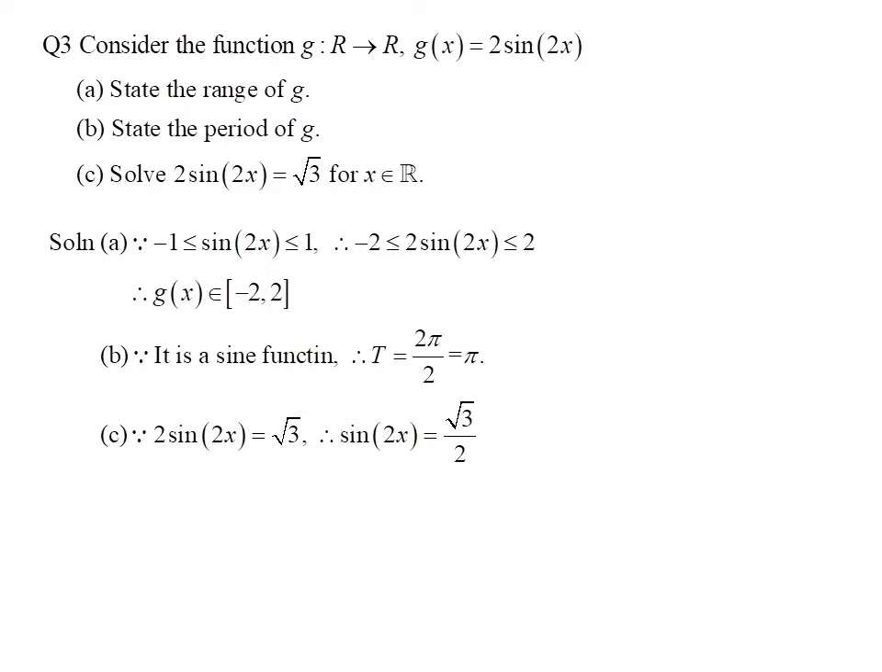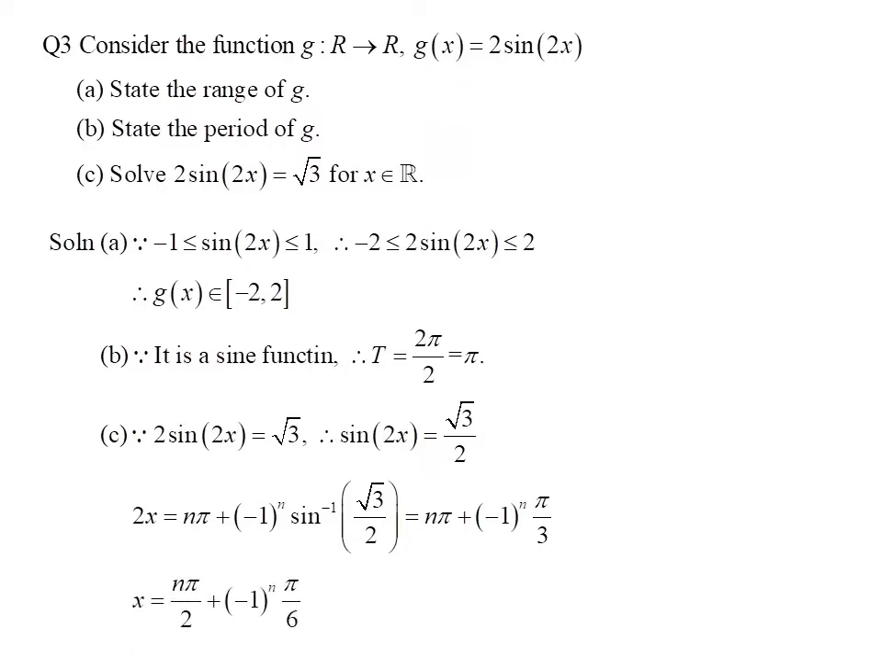Now, the expression of the general solution for sine function here gives that 2x equals n pi plus (-1) to the n multiplied by arcsine of square root 3 over 2, which is simplified to n pi plus (-1) to the n multiplied by pi over 3. Hence, the required general solution for x is n pi over 2 plus (-1) to the n multiplied by pi over 6, where n is an integer.